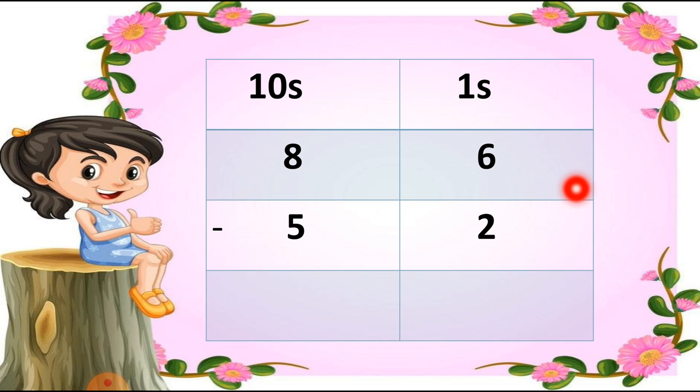The next one, here is the ones column. So let's focus on the ones column first. 6 minus 2. So we have to cut 2 from the 6. So the answer is 4. Now let's move to the tens column. Here is the tens column, 8 minus 5. It means you have to cut 5 from the 8. In subtraction, always keep this in your mind: you have to put the bigger number upside and the smaller number downside. 8 minus 5 is equal to 3. So here our answer is 34.